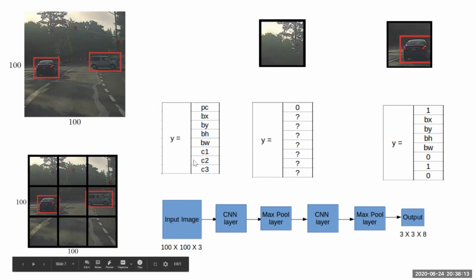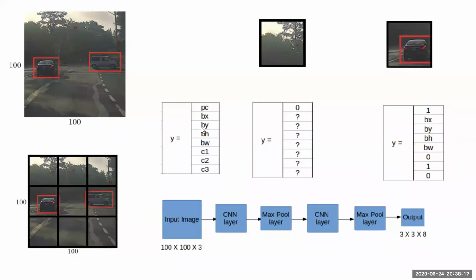In this vector, the PC defines whether an object is present in the grid or not, and the Bx, By, Bh, Bw specify the bounding box of the object, and C1, C2, C3 represent the classes. So if the class C2 has been identified in the image, this would be set to 1, and C1 and C3 would be set to 0.